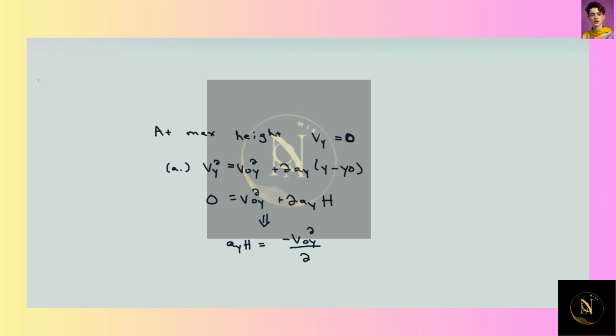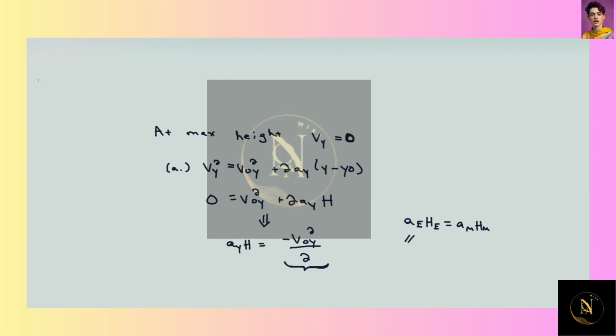And in the problem, we're told that they're ejected with the same velocity. That means v naught y is the same on Earth as it is on Mars, so this right-hand side is a constant. Whether we're on Earth or Mars, it's going to be the same value. If the right-hand side is a constant, the left-hand side is a constant too, since they're equivalent. That means the acceleration of the Earth times the height of the Earth is equal to the acceleration on Mars times the height of Mars.